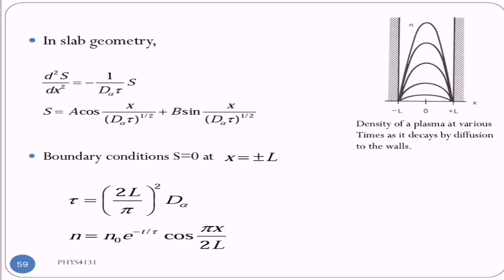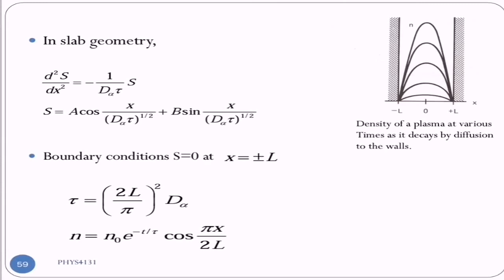By using the boundary conditions S is equal to 0 at x is equal to plus minus L, we have (L over D tau)^(1/2) equal to pi by 2, or tau is equal to (2L over pi)^2 over D alpha. Combining all the above equations, we can write n is equal to n naught exponential to the power minus t over tau cos of pi x over 2L.